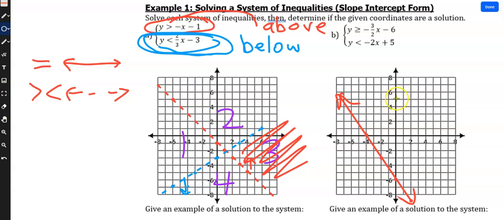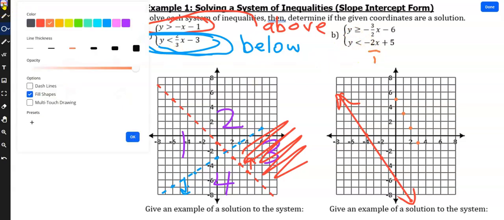Okay, +5. Slope is -2. Remember, that's -2/1. So when I do this, I would go down 2, right 1. Down 2, right 1. And so this gives us the idea of that. There's no equal sign on that one.